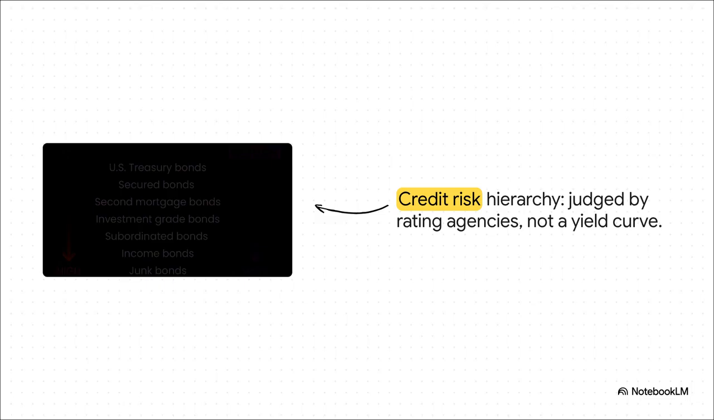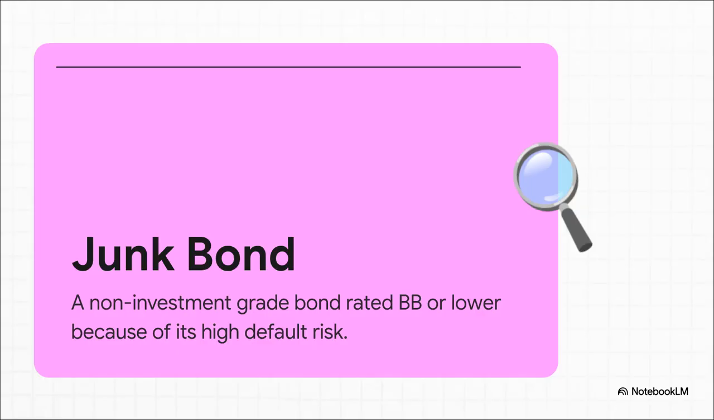Up at the top, you've got U.S. Treasury bonds, basically the safest bet out there, and then it moves down through investment-grade corporate bonds. As you keep moving down the list, the risk of actual default gets higher and higher, and because risk goes up, the return that investors demand goes up too. This specific hierarchy is judged by credit rating agencies like Moody's or Standard & Poor's, not by looking at a yield curve.